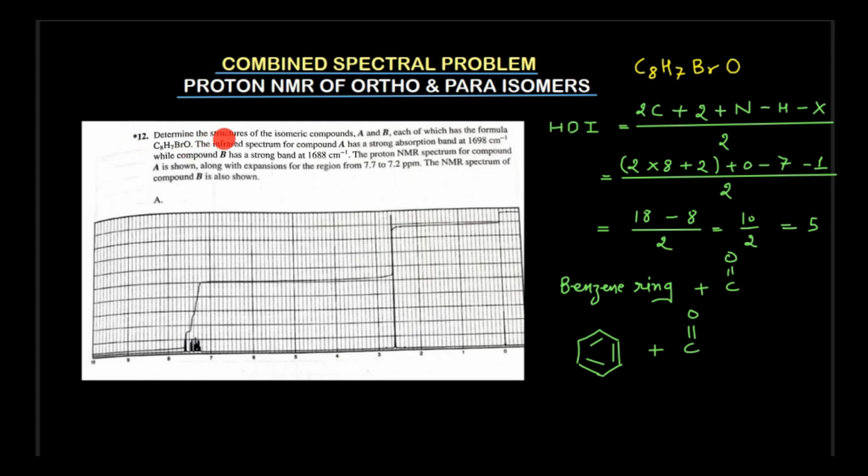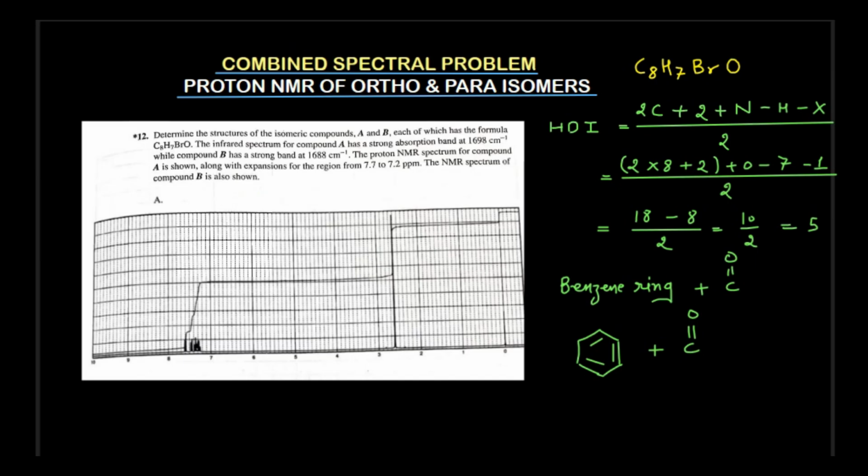What is the question? Determine the structures of the isomeric compounds A and B. You have been given two isomeric compounds A and B, each of which has the formula C8H7BrO, which I have written over there as well. The IR spectrum of compound A has a strong absorption band at 1698 centimeter inverse, while compound B has a strong band at 1688 centimeter inverse. The proton NMR spectrum for compound A is shown along with the expansions for the region from 7.7 to 7.2 ppm, and the expansion is on the next page, and the NMR spectrum of compound B is also attached, which is on the third page.